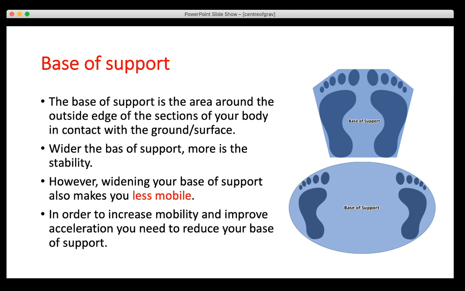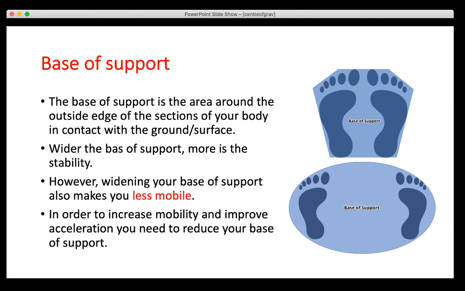So what is base of support? The base of support is the area around the outside edge of the section of your body in contact with the ground. Just focus on the right side. You can see in the first figure, the top one, the person is standing. When you are standing, you have this amount of base of support. On the other hand, now focus on the lower image. When you open your legs, now you have more area. So the second one has a larger base of support as compared to when you are standing straight. So the wider the base of support, the more the stability. This is the thing I want to tell you.